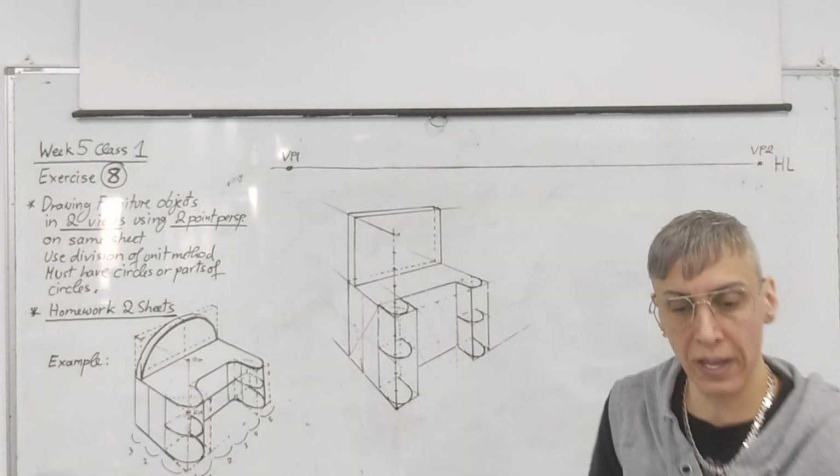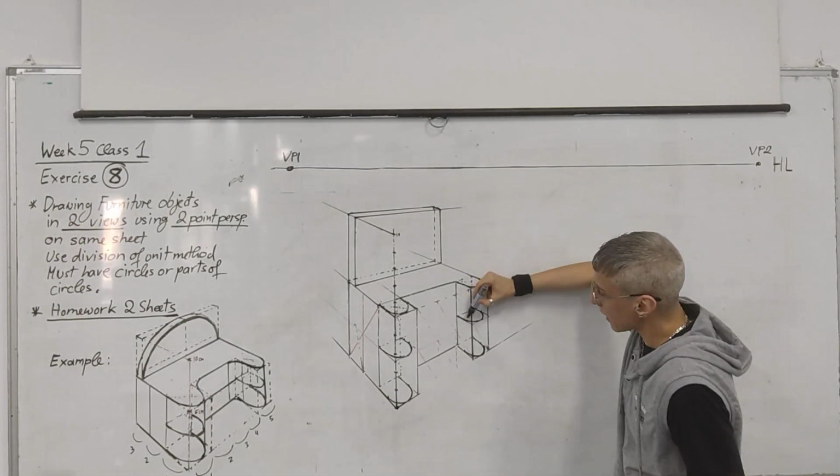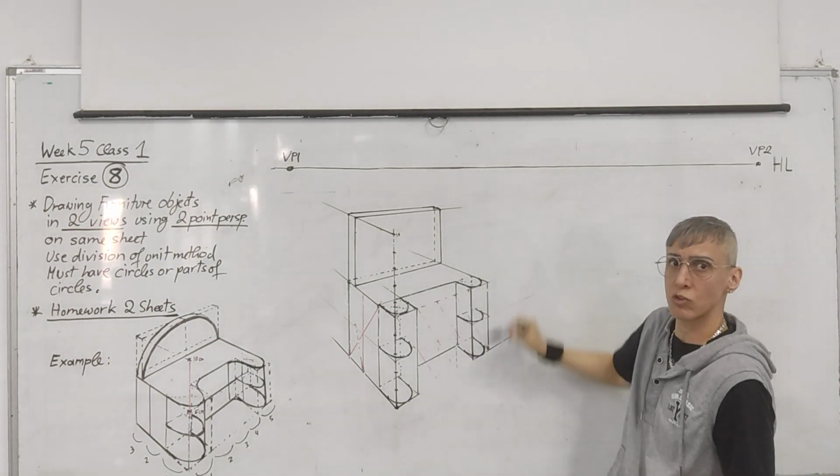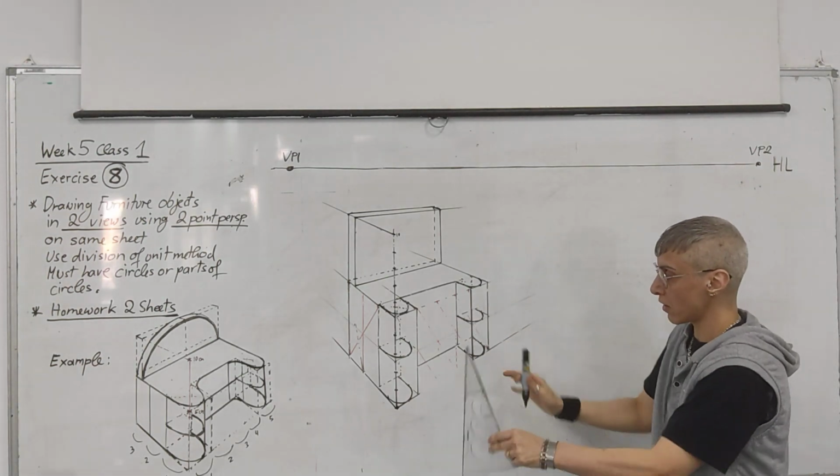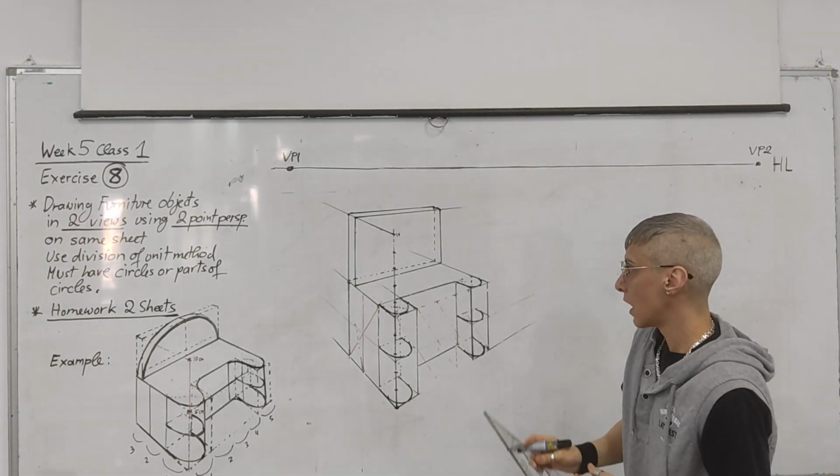Now, if it's just a sketch and you want to put, for example, thickness to this object, you can draw another one on top, put a little bit more details. This is easy to add, okay, once you have the full structure of it.